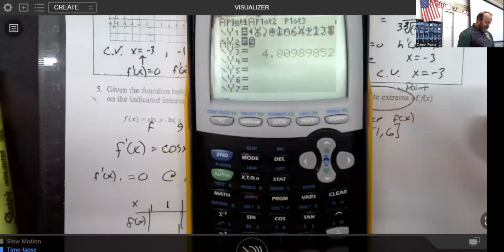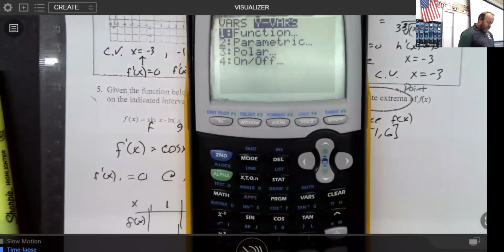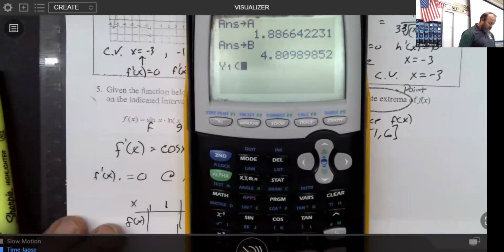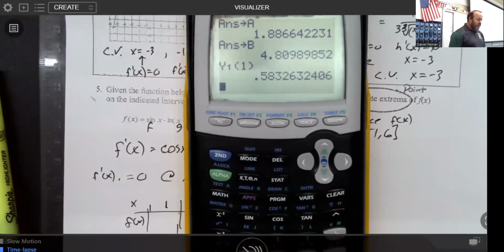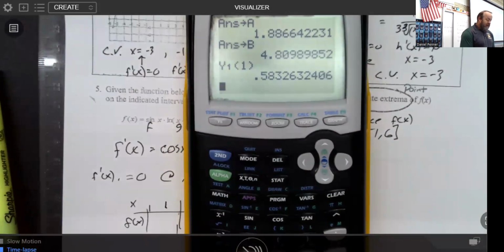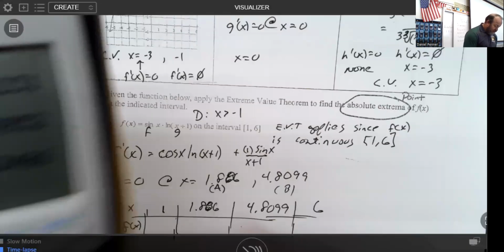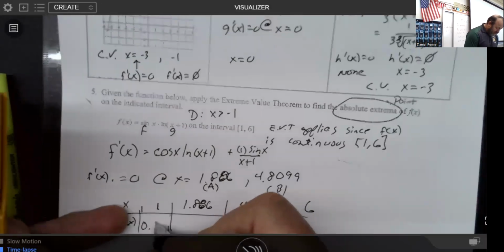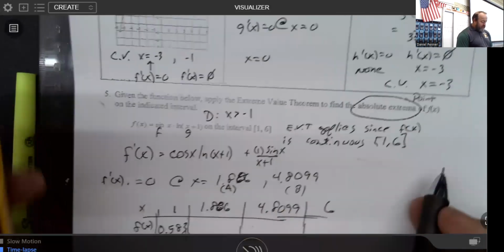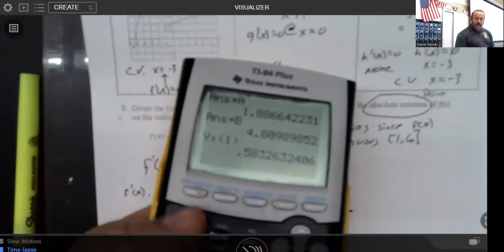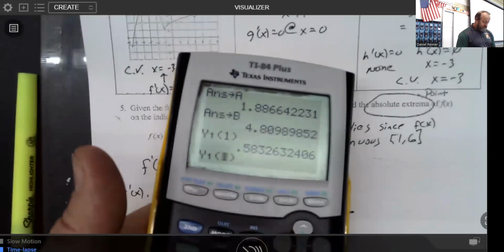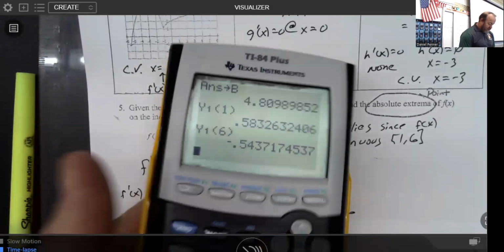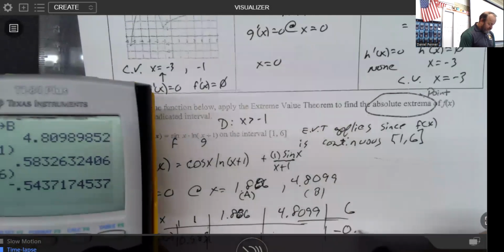Let's quit out of there. And then I'm going to do y1 of 1 and see what it says. And it says 0.583. Then I'm going to find out what happened at 6. And I got negative 0.544.